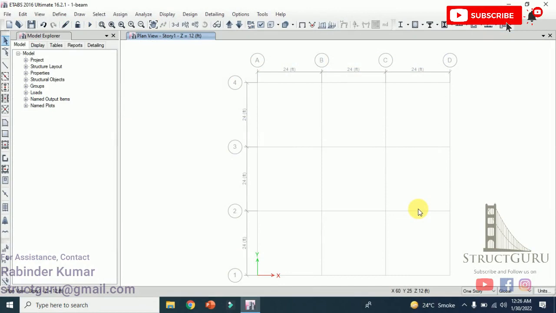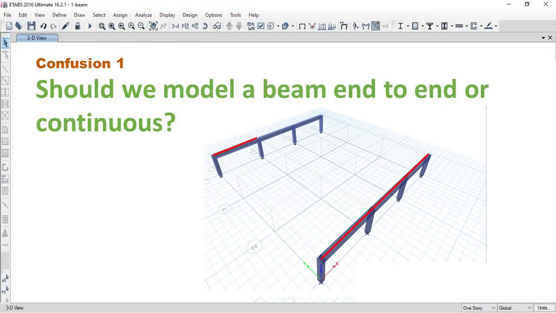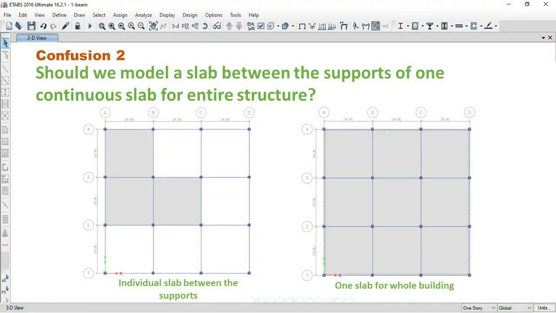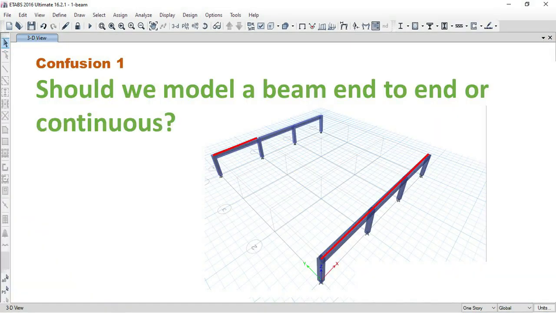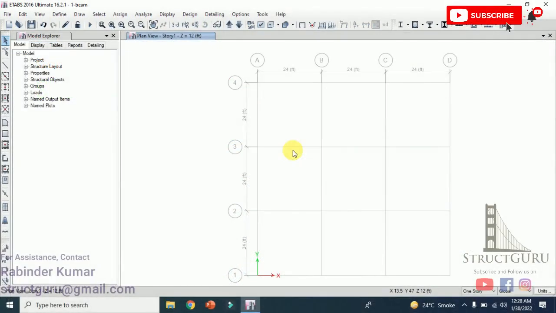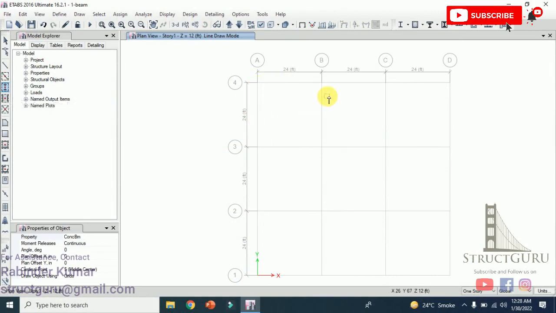So in this tutorial, I am going to discuss two of the most common confusions faced by many of us while modeling a structure. So let's go with the first most common modeling confusion. To shorten the video time, I've already modeled the simple grid lines. So let's place the columns first.